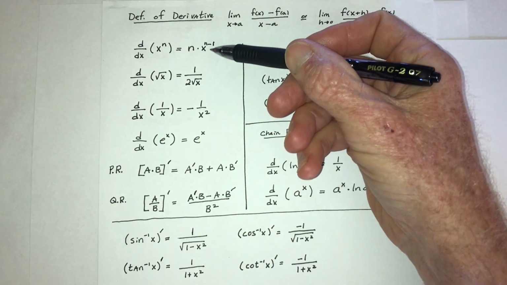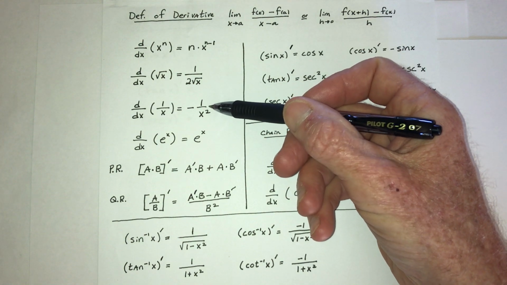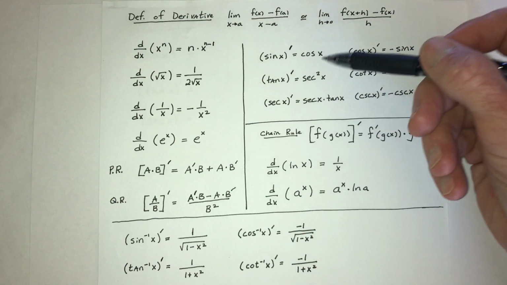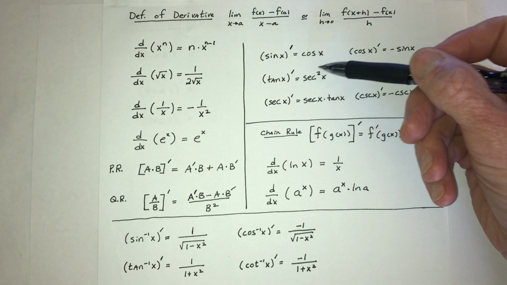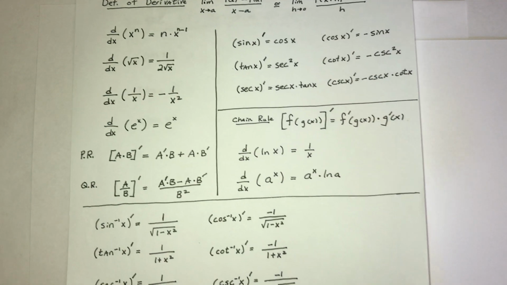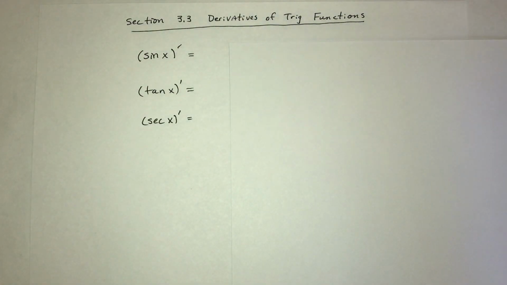We've done these: power rule, derivative of the square root, derivative of 1 over x, derivative of e to the x, the product rule, the quotient rule. Now we're going to be moving on to the trig functions and eventually the rest of these as well. So the better you know these, the much easier your life is going to be for the rest of calculus. Okay, then on to these.